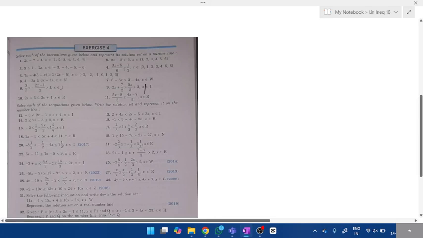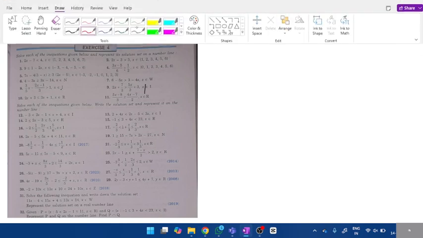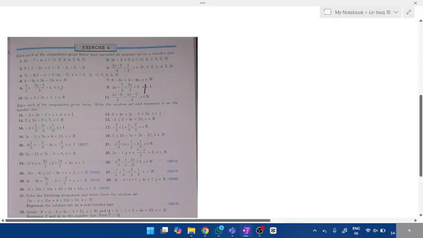Okay, now 13th, 14th, I'll give it for homework. 13, 14, 15. Three questions for homework. 16th question, all of you will try the 16th one. Minus 2 less than equal to 1 by 2 minus 2x by 3 less than 1 5 by 6. How do you write 1 5 by 6, students?